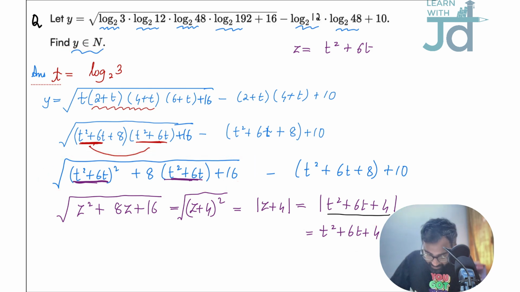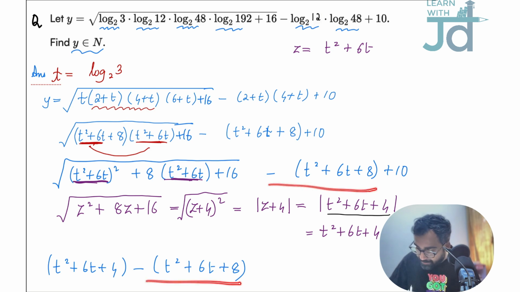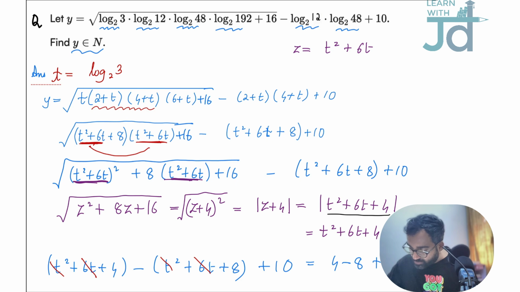So अभी t square plus 6t plus 4 minus t square plus 6t plus 8, ये वाला मैं लिख रहा हूँ, plus 10 कुछ कैंसिल होगा. t square minus t square, 6t minus 6t, so what you get is 4 minus 8 plus 10, which will give you minus 26. This is the answer. I hope I have made myself clear.